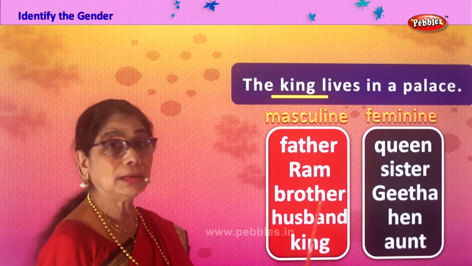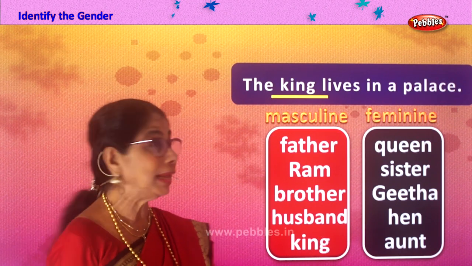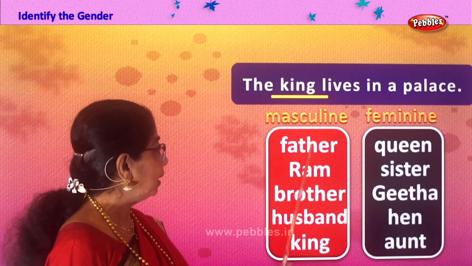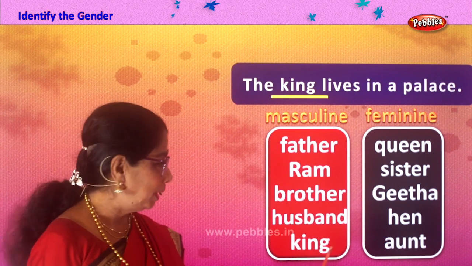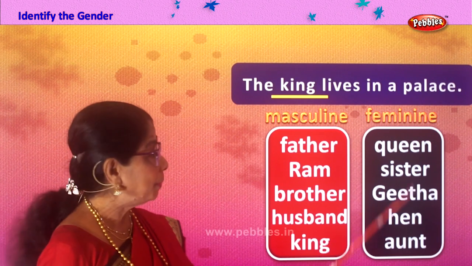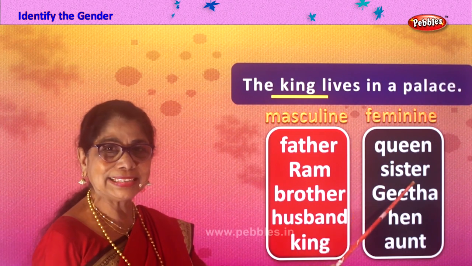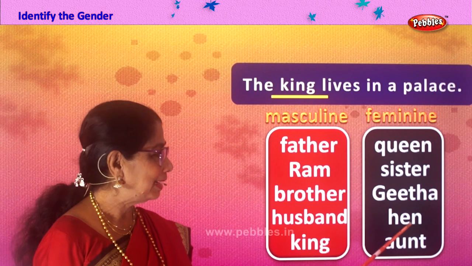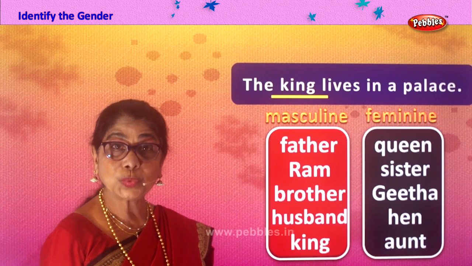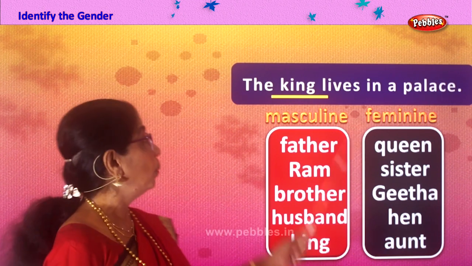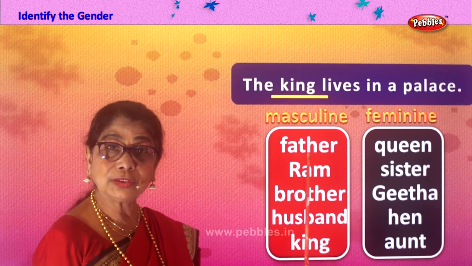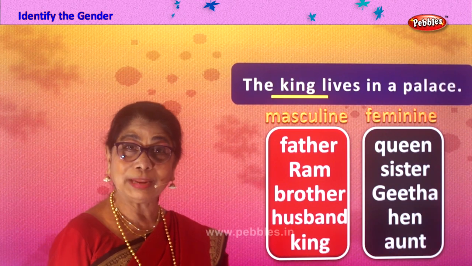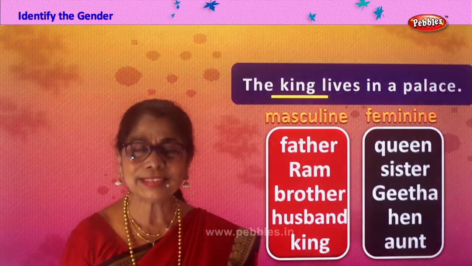Let's look at all the masculine genders and feminine genders now. Masculine gender: father, Ram, brother, husband, king. Feminine gender: queen, sister, Geeta, hen, aunt. So we learn to identify, we learn to underline and put it into the correct box. Masculine gender box, feminine gender box. Did you enjoy the exercise? Good.